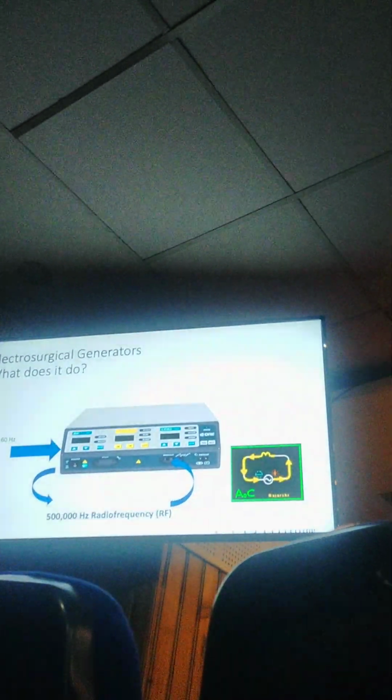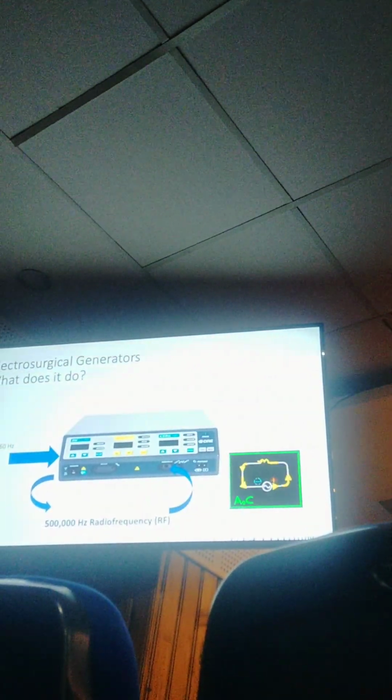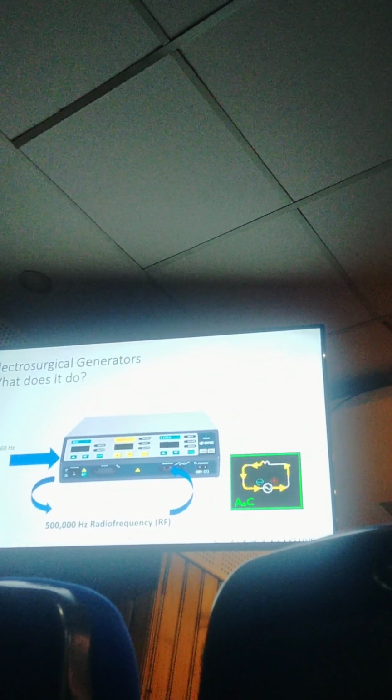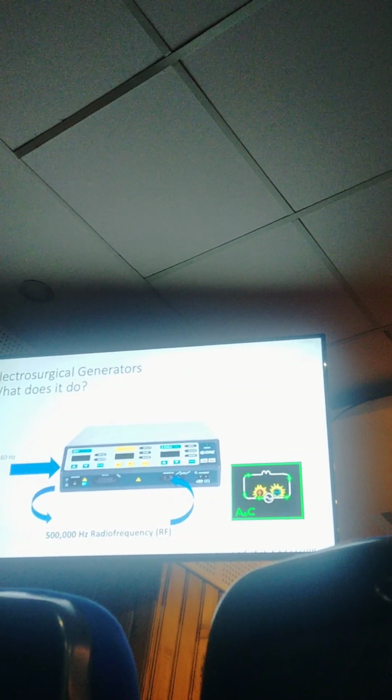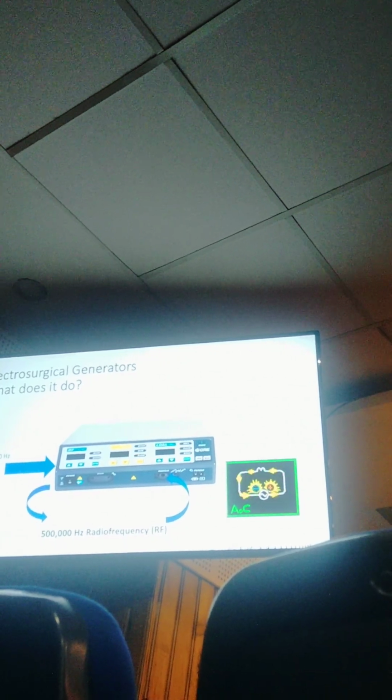So what does this machine do? These machines convert the 60 Hz alternating current which is supplied to our household or our hospital to a frequency of 500,000 Hz. So the 60 Hz current which comes from the power outlet, once it enters this machine and comes out to our monopolar or bipolar tip, becomes 500,000 Hz. So this is actually what is happening.